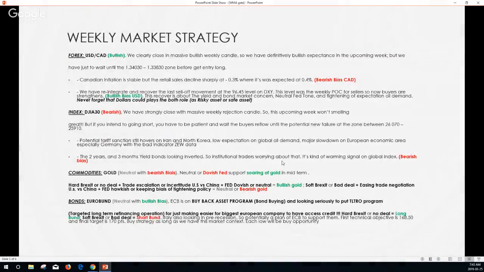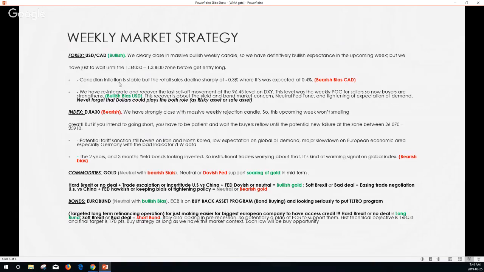So here is a recap for the weekly market strategy. As I said, for forex, the USD CAD, I'm still bullish. We clearly closed a massive bullish weekly candle. So we definitely have bullish expectations in this upcoming week. But we just have to wait for this zone properly, as I described, before going long. So don't be in a rush. Just wait for the market to reach this zone, and then we can go for the entry.